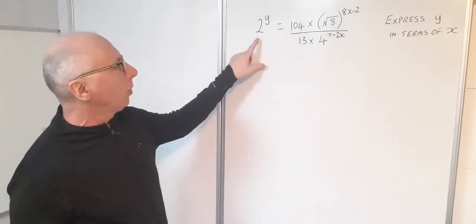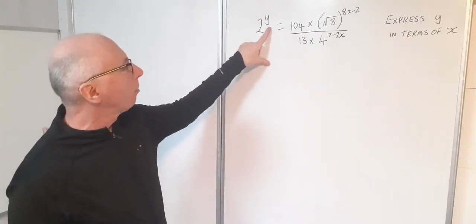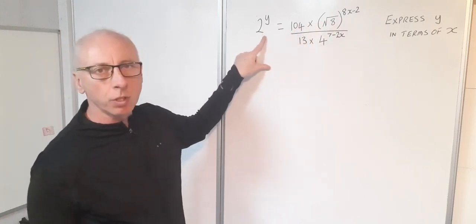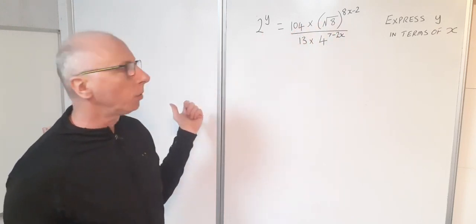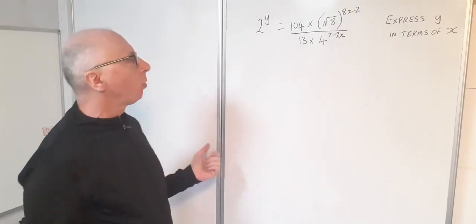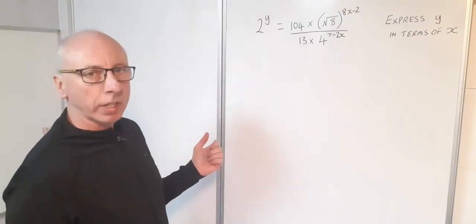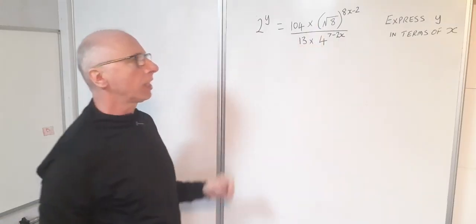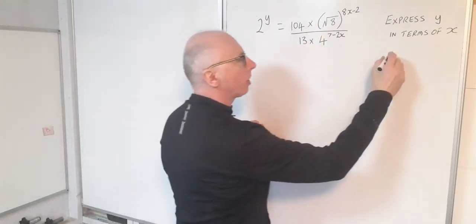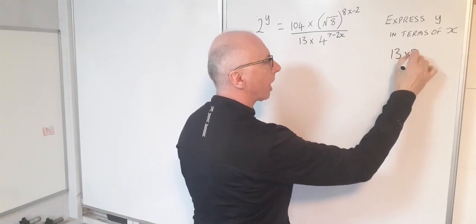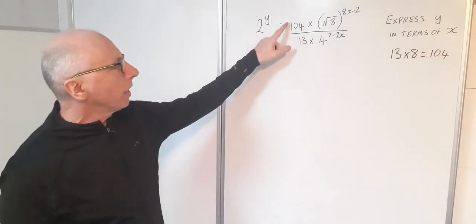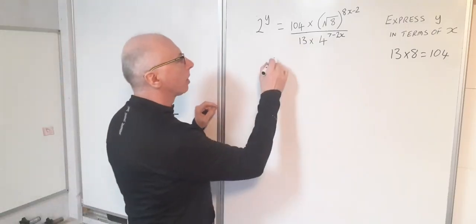So the big clue here will be 2 to the power of y. We're going to try and get everything on this side in terms of 2 to the power of something. That would be the first goal. So let's have a look at what's going on. What can we do? Well, we've got two numbers here, 104 and 13. Now I know 13 times 8 is 104. So straight away I can cancel those out.